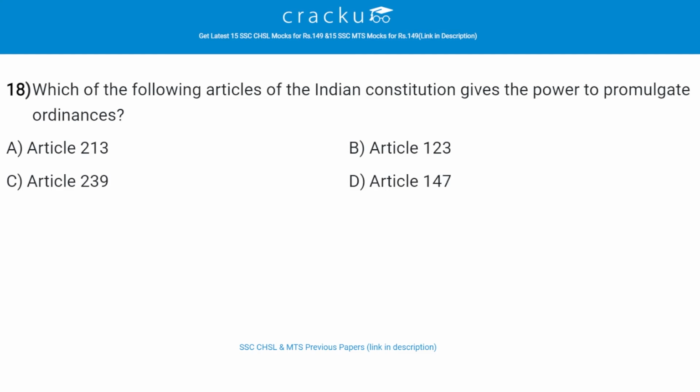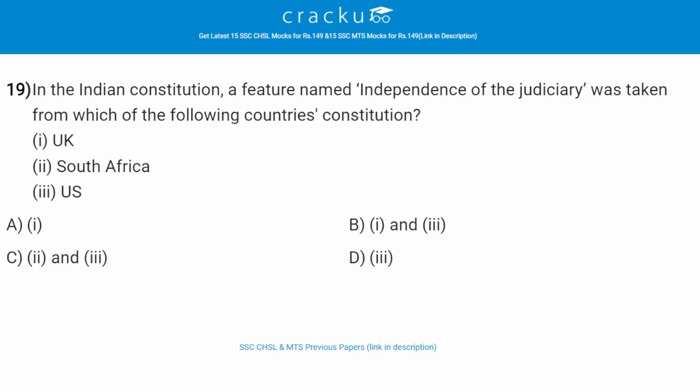Which of the following articles of the Indian Constitution gives the power to promulgate ordinances? The correct answer is B, that is Article 123. So, Article 123 of the Constitution grants the President certain lawmaking powers to promulgate ordinances during the recess of Parliament. And these ordinances have the same force and effect as an Act of Parliament, but are in the nature of temporary laws.